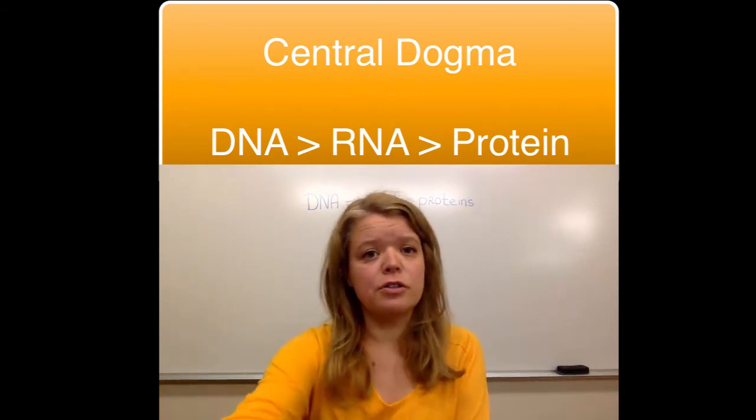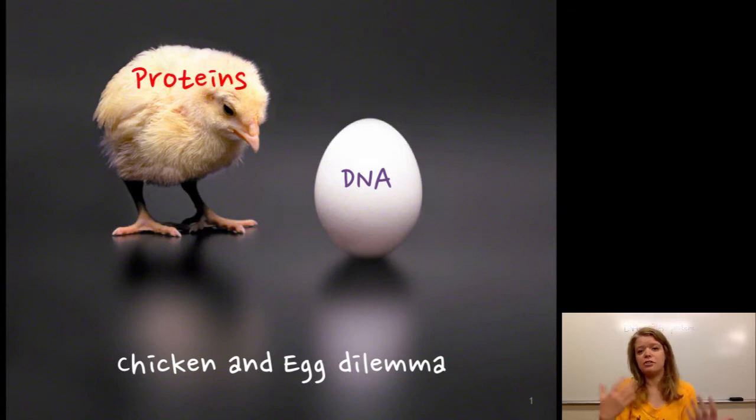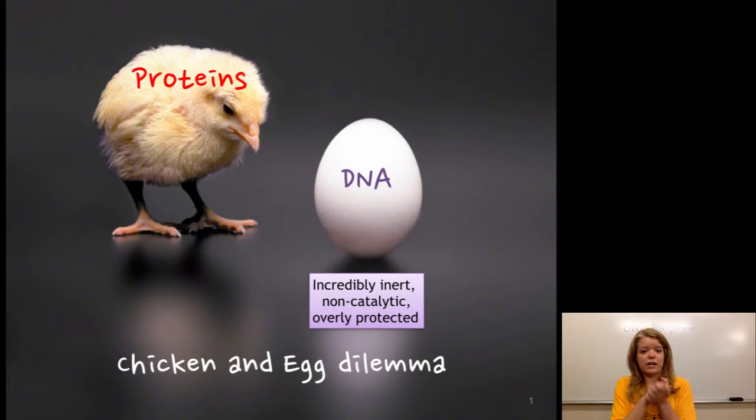However, it's very hard to talk about the DNA without having any knowledge of the proteins, because it's sort of a chicken and egg dilemma, with the DNA being the egg and the proteins, and to some extent RNA, being the chicken. Even though DNA is super important and there would be no chicken without the egg, DNA is also incredibly inert. It's non-catalytic, it's protected, and by itself, it doesn't do anything.